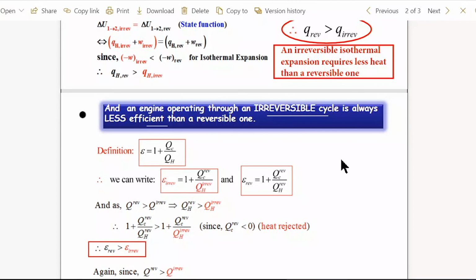And that comes from the fact that delta U for the change for the isothermal expansion from 1 to 2 is going to be the same whether it is carried out reversibly or irreversibly. If minus W is greater, then the plus W will be smaller, and that is why Q will be higher to make it equal. Q reversible will be higher. Am I clear?